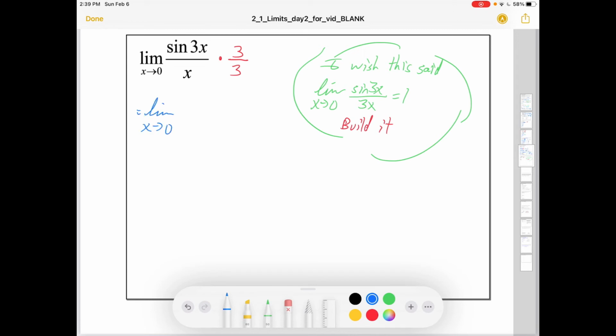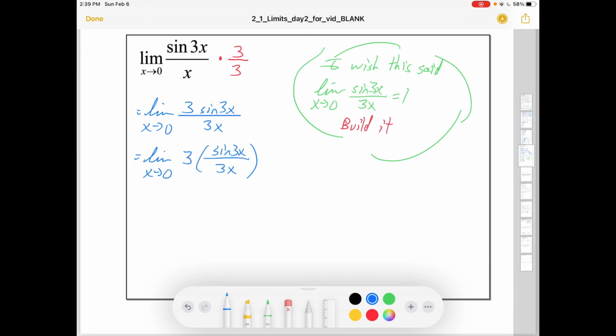Well, what's that going to give us? On the top, that will give us 3 sine 3x. Okay, because it's not like this 3 multiplies by that. The 3 becomes sort of a coefficient in front, or it affects the amplitude of the graph. And then we'd have 3x. And so that means really this is just 3 times sine 3x over 3x.